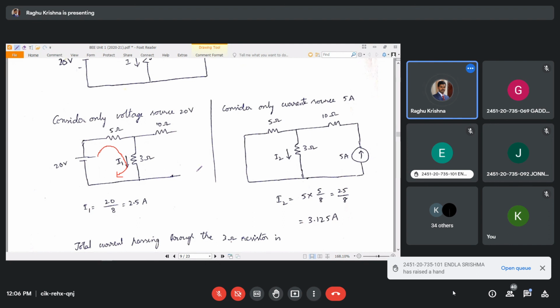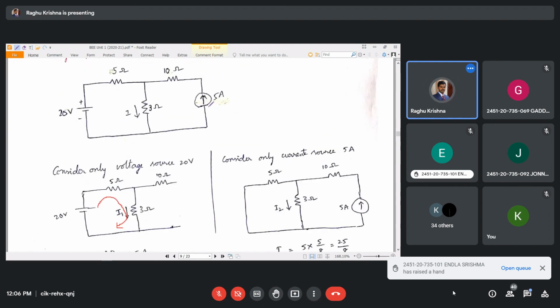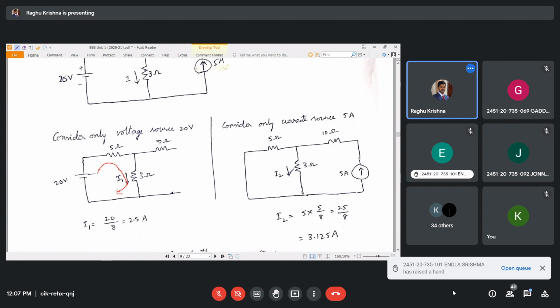Now consider only the current source. If you consider only the current source, the voltage source must be replaced with a short circuit. Now the current flowing through this 3 ohms we take as I2. Now apply current division rule. So the current flowing through I2 is equal to the total current. Here the current will be 5 amperes.